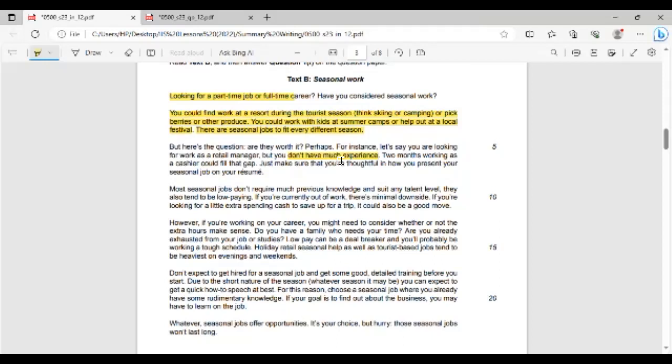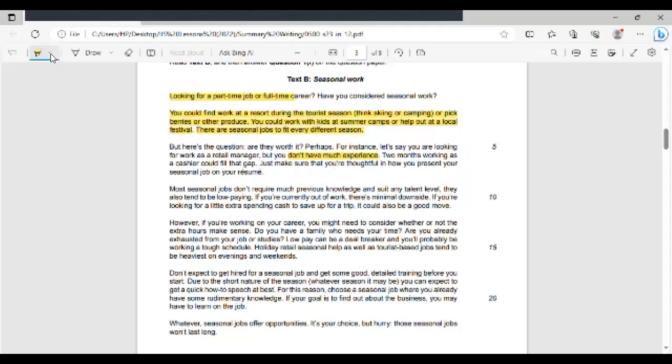Okay. Now, there's another point here. Just make sure that you are thoughtful in how you present your seasonal job on your resume. Now, this comes across more or less as both an advantage and disadvantage, but I would choose to tag this as a disadvantage. Make sure that you are thoughtful in how you present your seasonal job on your resume.